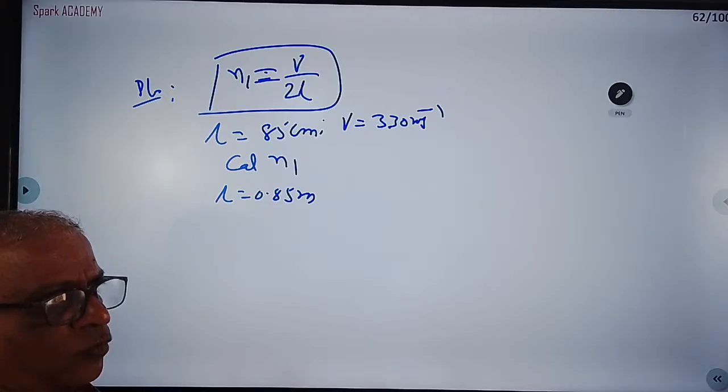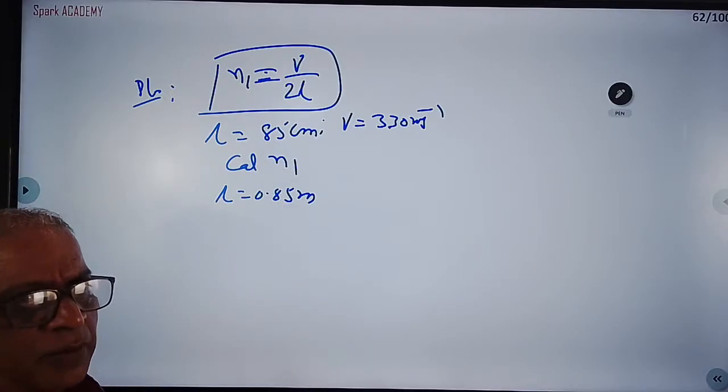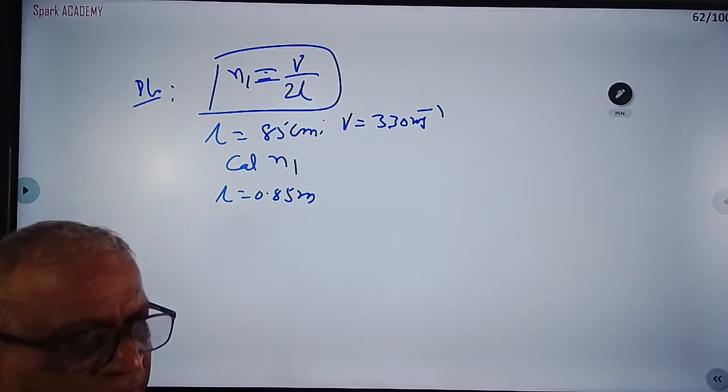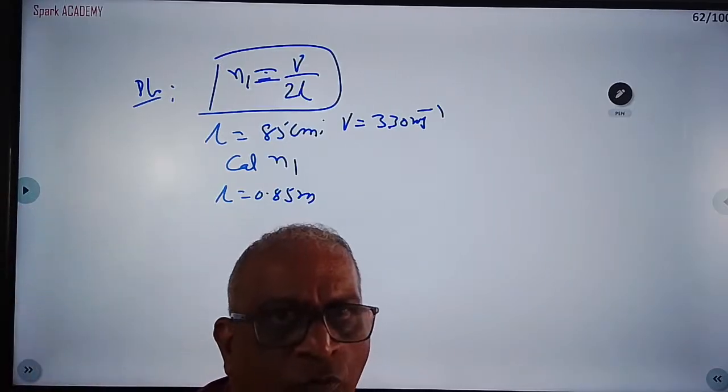Under open pipes, 85 or 70, some number is given as the length in centimeters. Sometimes they ask about closed pipes, sometimes open pipes. In closed pipes, the denominator will be 4L. In closed pipes, you will get only odd frequencies.